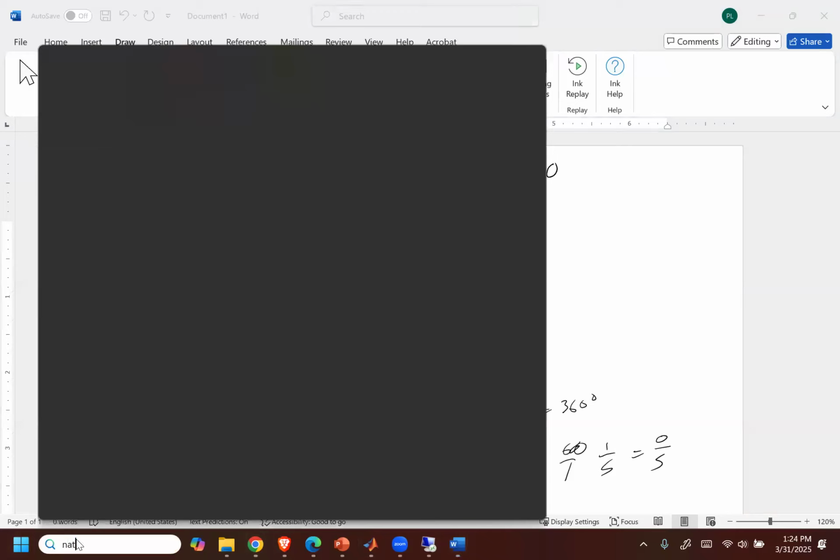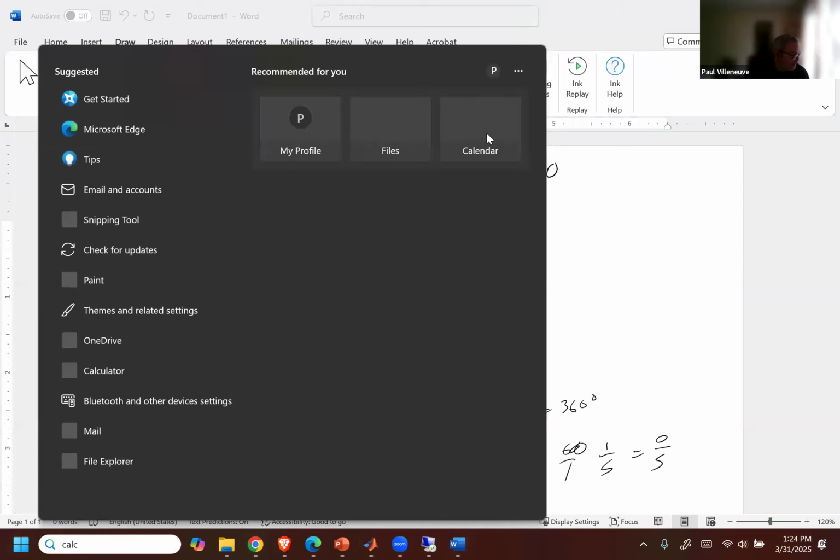5.49, you said? 5.49. I cannot do anything. It won't even launch MATLAB. I might have to reboot my computer, so I'll just try the calculator. I can't even do the calculator. Oh, there it is. It just seems to be really slow.